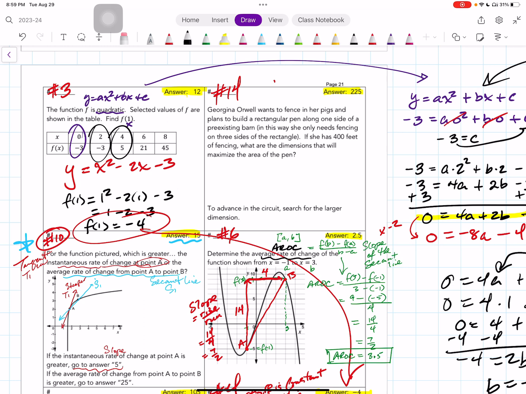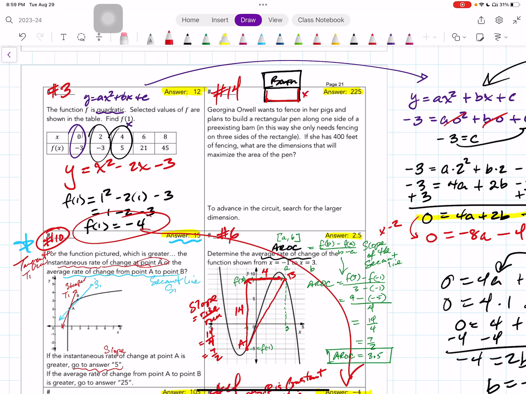All right, so here we go. Let's work on this one. Let's draw a little picture here. So we have the barn here, let's say. So this is the barn. And she wants to put a fence alongside one side of the barn. So here's the fence in red right here. And we don't know what the dimensions are.